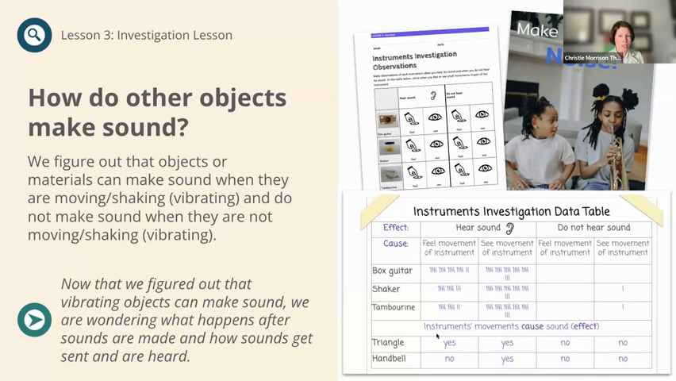We wonder about the triangle and the handbell from our previous investigations, so we return to those and determine that this cause and effect relationship also applies to them. Finally, we read a book called Make Some Noise to connect our experiences with instruments to examples of other objects and materials making sound. We find out vibrations are the small, fast movements back and forth that we have observed.